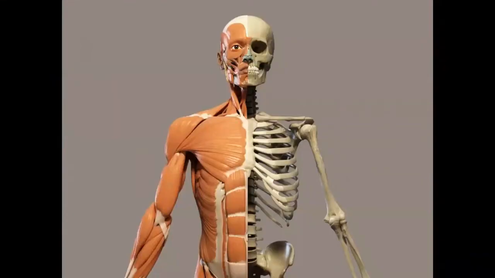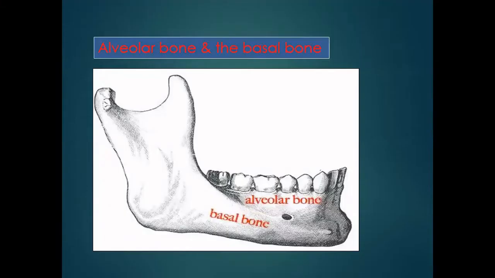Human structure has both muscles and bone. We have around 640 muscles and 210 skeletal bones. Today we are going to see about the bone which is called the alveolar bone. Alveolar bone and basal bone form the part of the maxilla and the mandible.